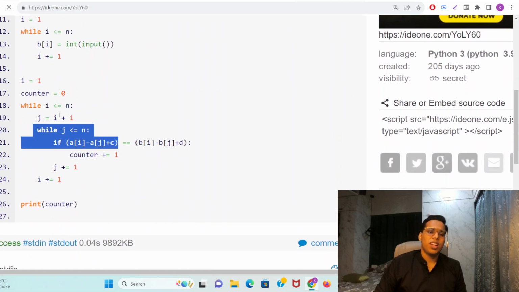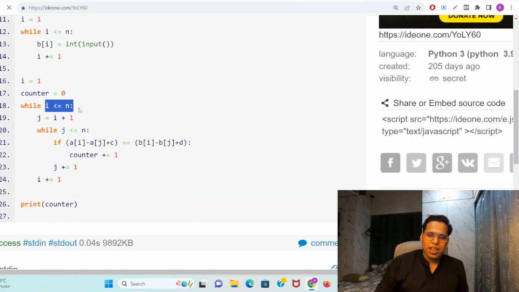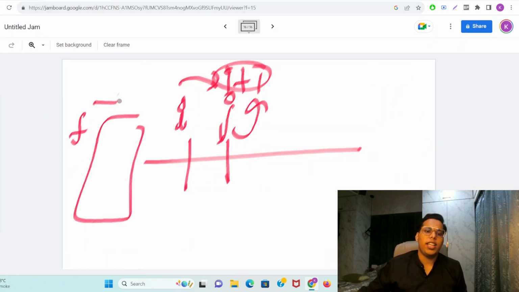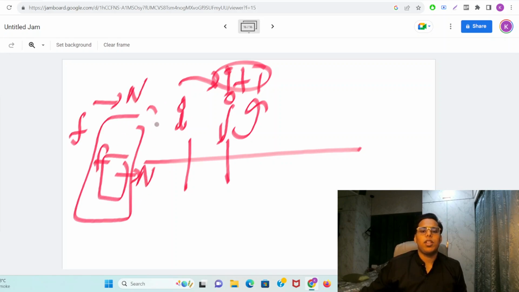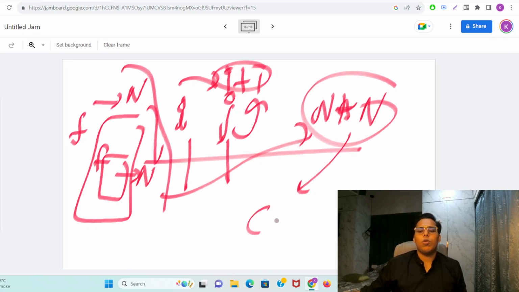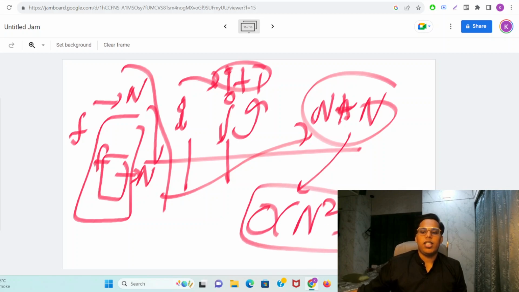Guys, two nested for loops. First loop is going from 1 to n in worst case, and second loop is going from i plus 1 to n. But in worst case, i can be 1. So j will have to go from 2 to n, which is approximately n steps. So the outer loop is also taking n steps, worst case. Inner loop is also taking n steps, worst case. So how many operations? This for loop in worst case is taking n steps, and inside there is one more for loop that is also taking n steps. So the total number of operations will be n cross n, which is O of n square time complexity.